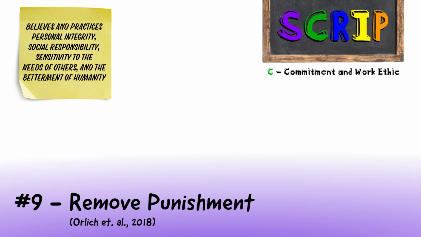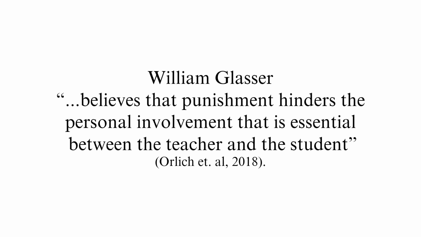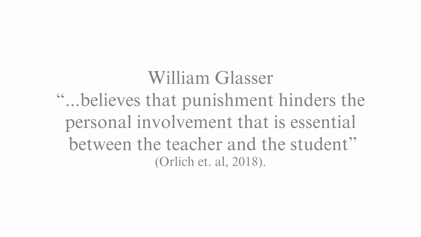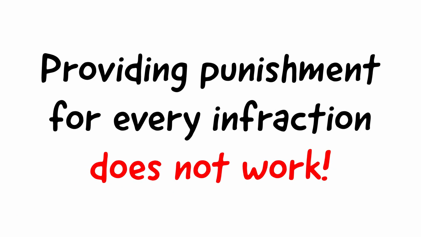Perhaps the most challenging and controversial strategy on this list is number 9, remove punishment. Orlich et al. share ideas adapted from William Glasser, who, quote, believes that punishment hinders the personal involvement that is essential between the teacher and the student. Of course, there should be consequences for serious actions, but providing punishment for every infraction of your rules does not make students more compliant. It makes them take you less seriously and more keen towards bending the rules.